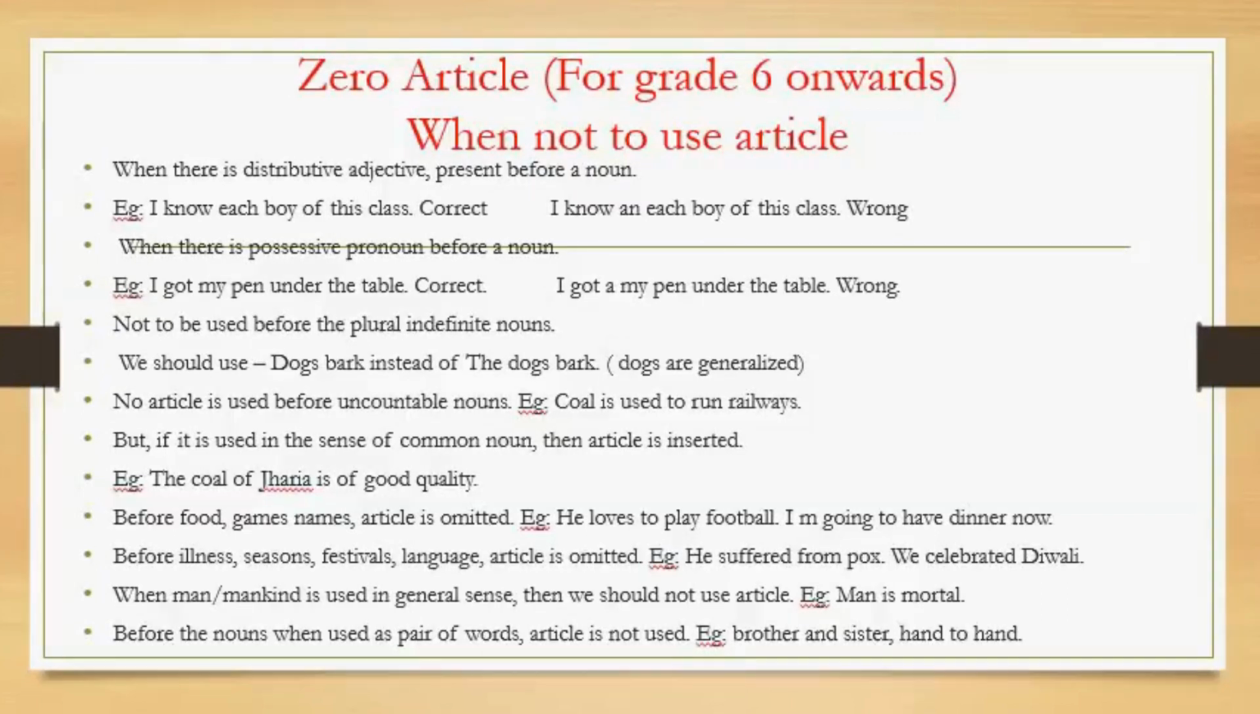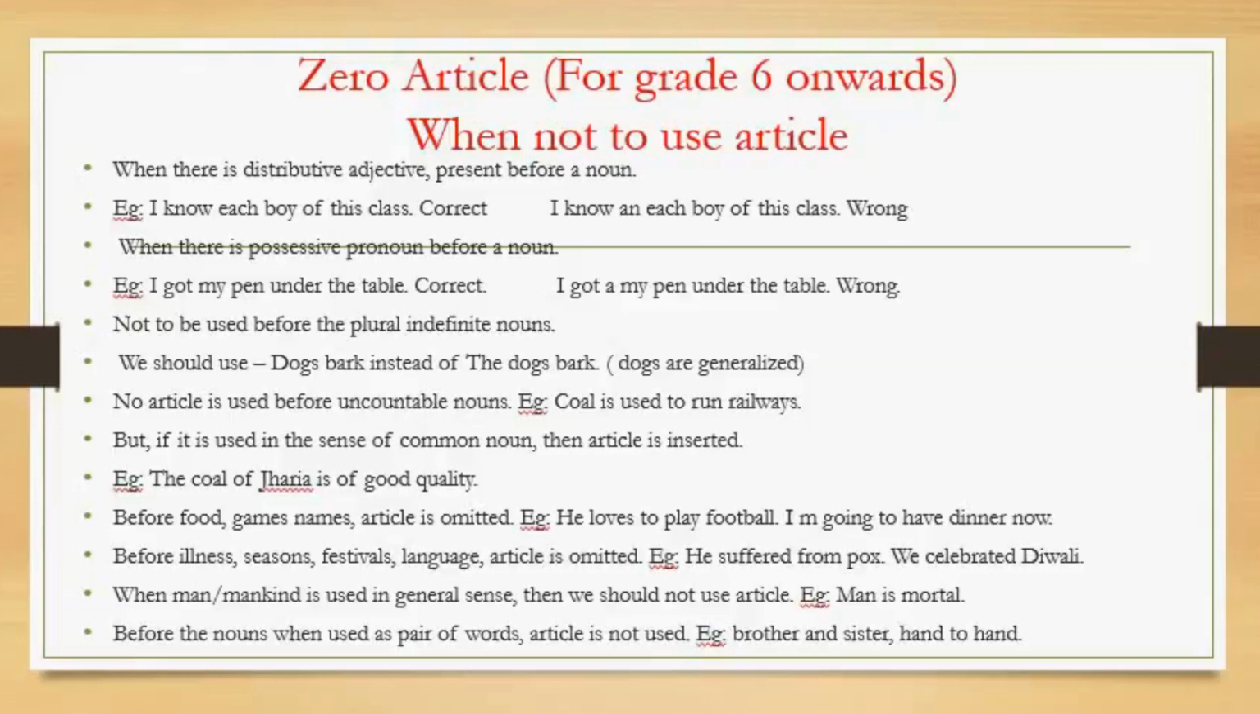Before food, games, meals, the article is omitted. He loves to play football. I'm going to have dinner now. This is perfect. But if you say he loves to play the football, he loves to play a football, there you go wrong. I'm going to have a dinner, I'm going to have the dinner is wrong.